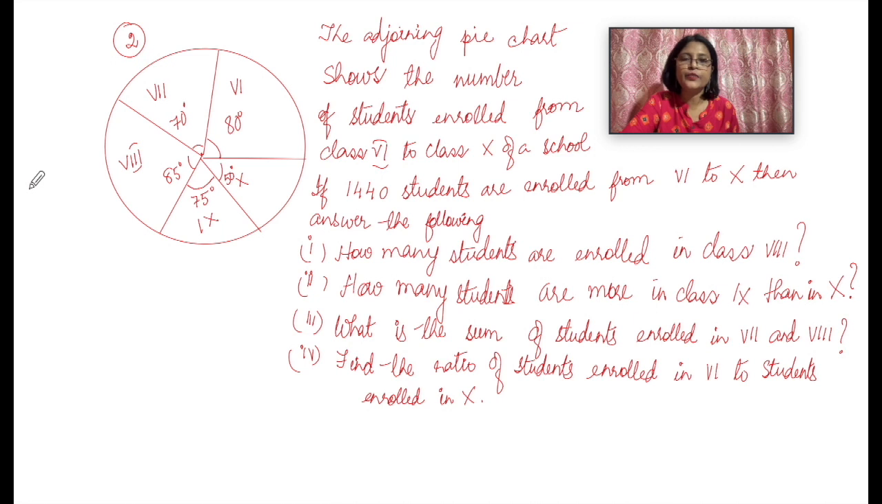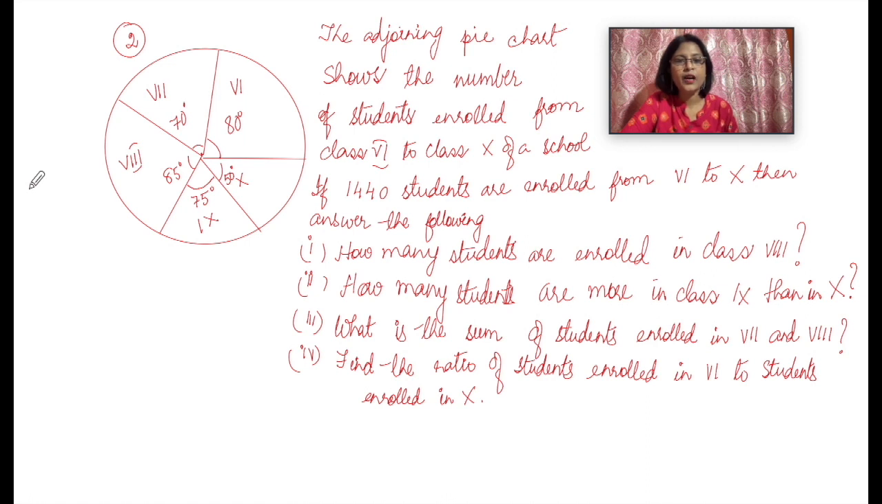Friends, this is the second question. Here the pie chart is already given and you can see the angle of each sector is given, but the value of the individual items are not given. Let me read the question. The adjoining pie chart shows the number of students enrolled from class 6 to class 10 of a school. If 1440 students are enrolled from class 6 to 10, then answer the following.